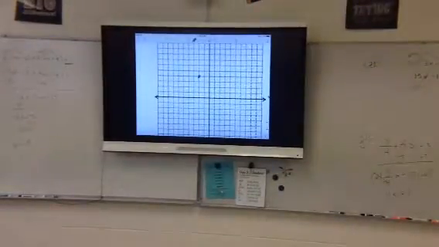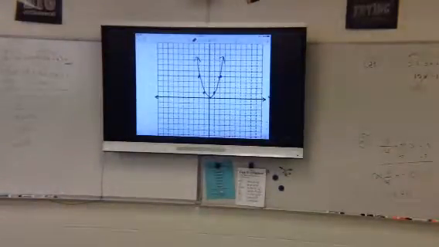Negative 1, 1, 0, 0, 1, 1, and 2, 4. Okay? Now in this case, these are not going to be really straight lines. They actually do arch a little bit.